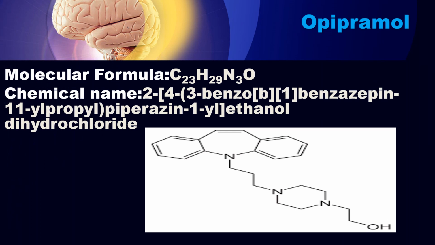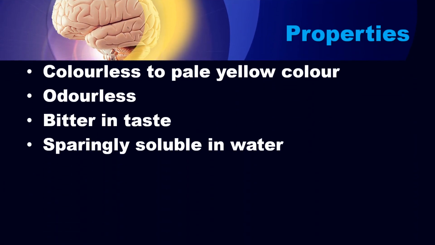Opipramol. The molecular formula is C23H29N3O. The chemical name is 2,4,3-benzo-b,f-benzazepin-11-yl-propyl piperazin-1-yl-ethanol dihydrochloride. The structure of opipramol. Properties. It is a colorless to pale yellow color solid. It has no odor. It is bitter in taste and it is sparingly soluble in water.